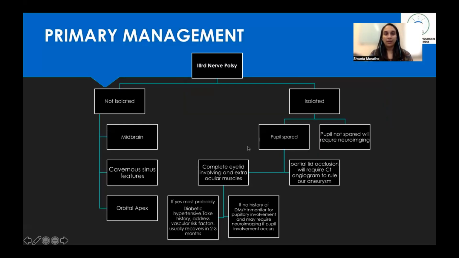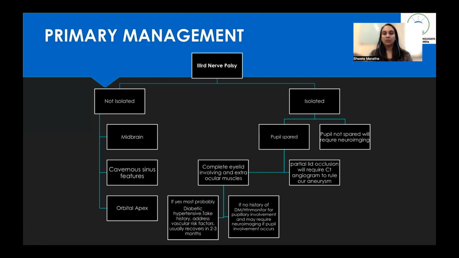So now how do we manage? When a patient comes to you and you are suspecting a third nerve palsy, you have to divide it broadly whether it is isolated or non-isolated. If the third nerve palsy is present with other cranial nerve features or any other signs and symptoms, systemic features, then it may be due to the midbrain involvement, cavernous sinus, orbital apex, or any systemic causes.